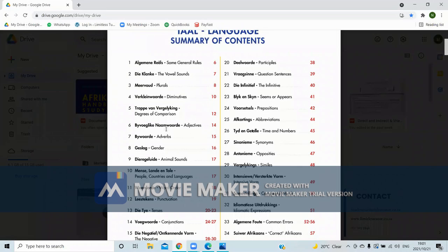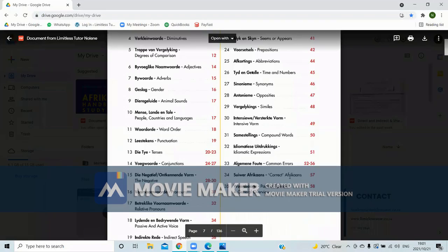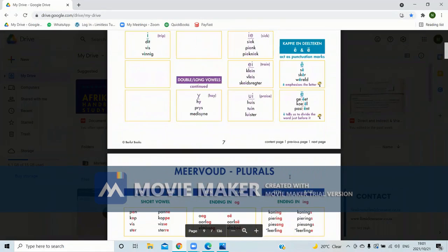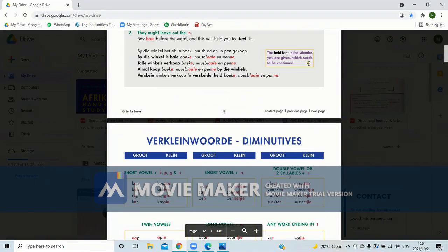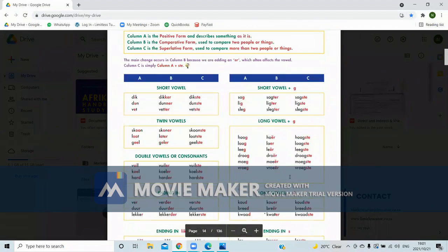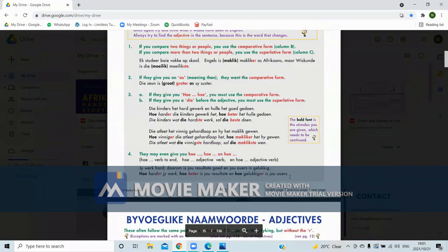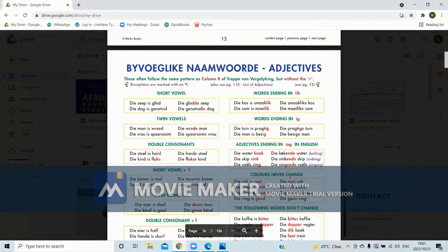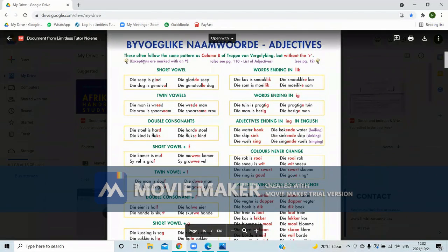So yeah, it says Bepalende Voornaamwoorde, which is adjectives, and it's page 14. So it's the page straight after Trappe van Vergelyking. So this is a wonderful book if you are studying, you know, like your Meervoude, Verkleining, but all your rules are here as well. They're very useful. So the page straight after degrees of comparison is the adjectives.